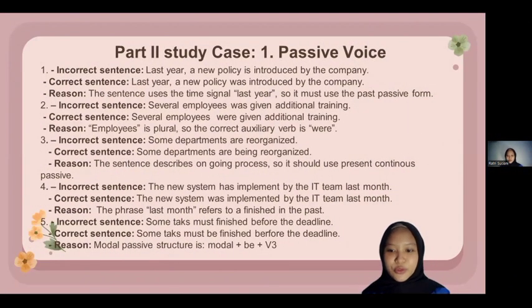Next, part two is case studies. The number one case study is passive voice.